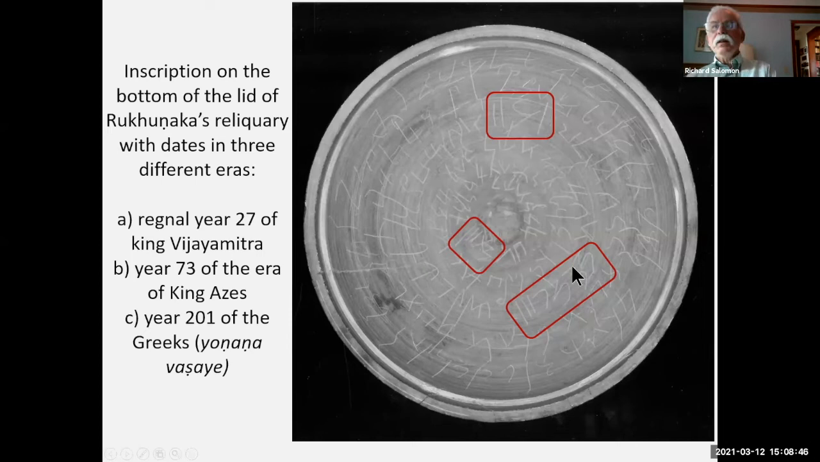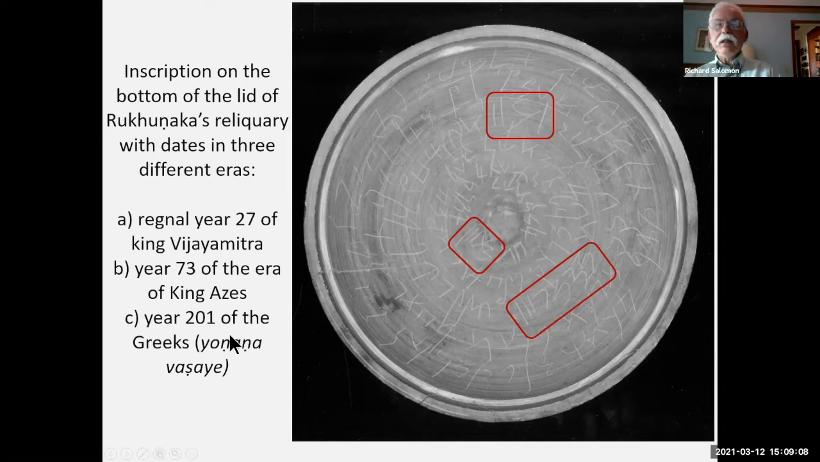So here again, 20, 20, 20. This is a 10. This is obviously 1, 2, 3, added up, year 73. And here, upside down, this is 100 and this is 2. This is 1 and this is 200. And that date is interestingly labeled as the year of the Greeks.